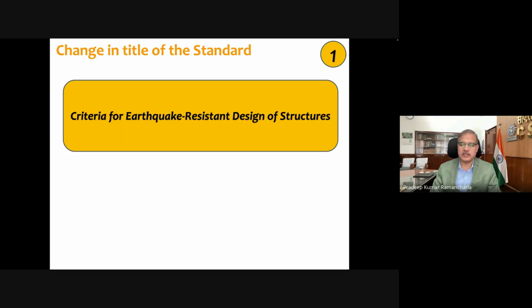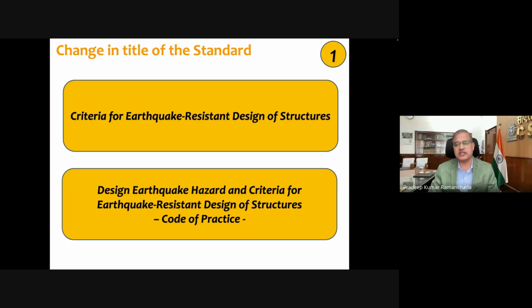Next, coming to the first one, what is the change in the title? The earlier versions up to the 6th version were titled criteria for earthquake resistant design of structures. Now it has been changed to design earthquake hazard and criteria for earthquake resistant design of structures. And it is also given as a code of practice.